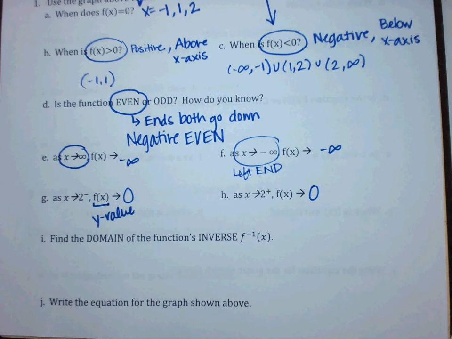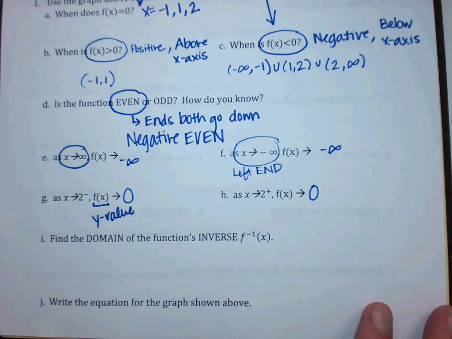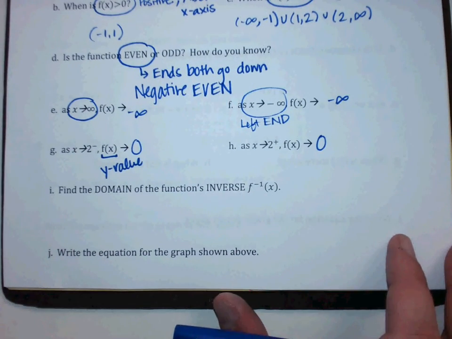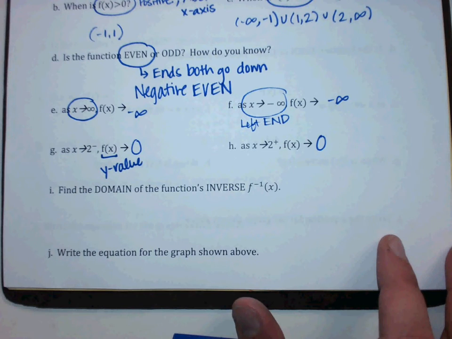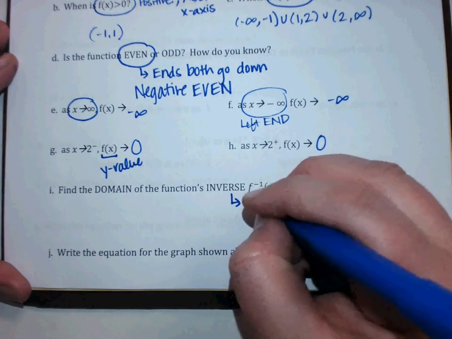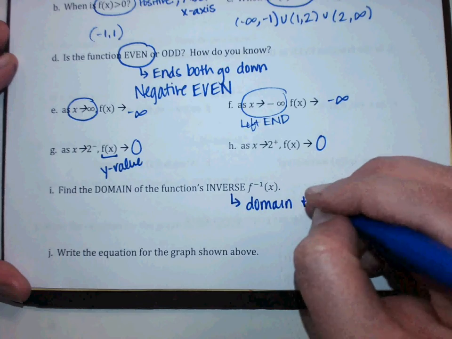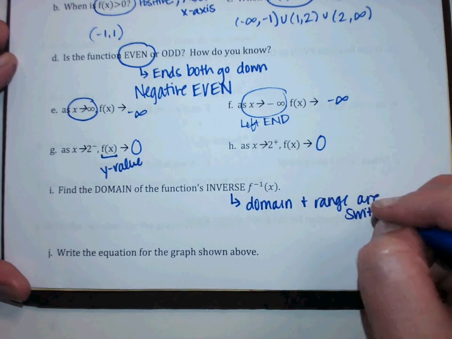Now, we'll look at ones where you have an asymptote there, but since that one was regular, I'm just looking at the y value. Okay, next one. Find the domain of the function's inverse. Okay, so question, what do you remember about inverses? Their domain and range are always what? They're always flipped or backwards from each other. So I'm going to put inverse, domain, and range are switched.